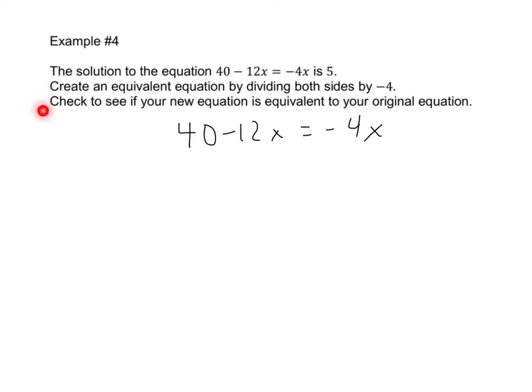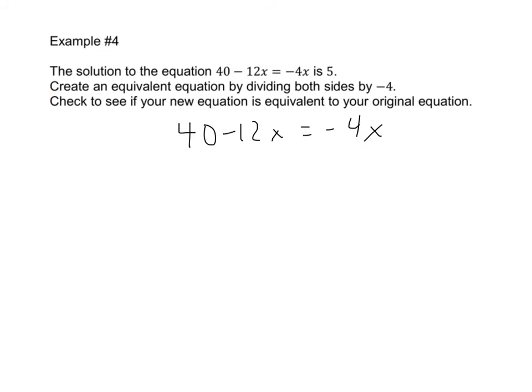Here's what we really want to do. We want to create an equivalent equation by dividing both sides by negative 4. And then we're going to check to see if our new equation is equivalent. All right, one last time, pause and divide both sides by negative 4 in order to create an equivalent equation.